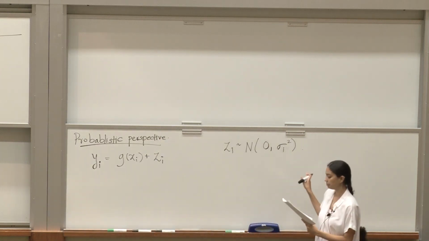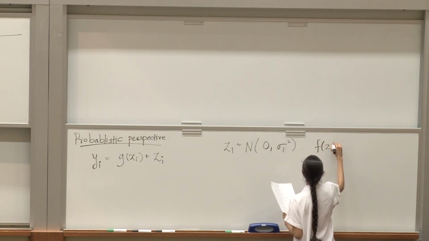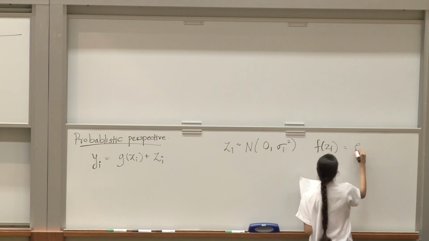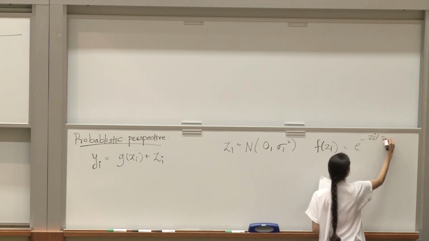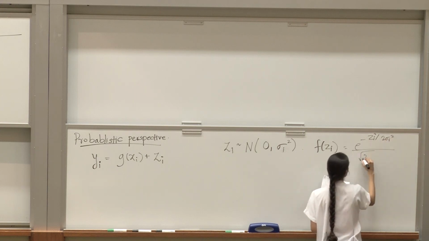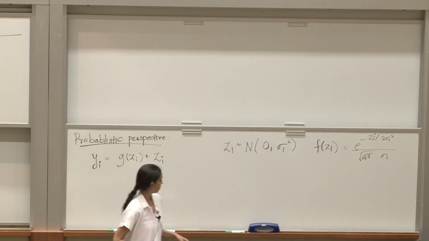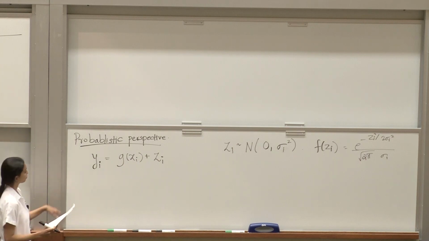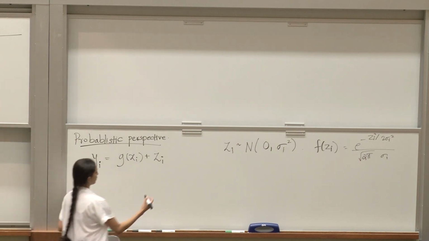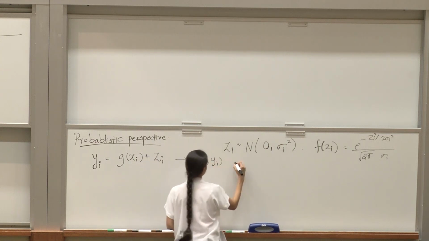Remember the density of the normal distribution? So what is the density of z_i? It's e to the minus z_i squared divided by 2 sigma_i squared, divided by square root 2 pi sigma_i, right? Remember this. For those of you who've forgotten your probability, good time to remember. So here I'm thinking about basically x_i, y_i as my data points.